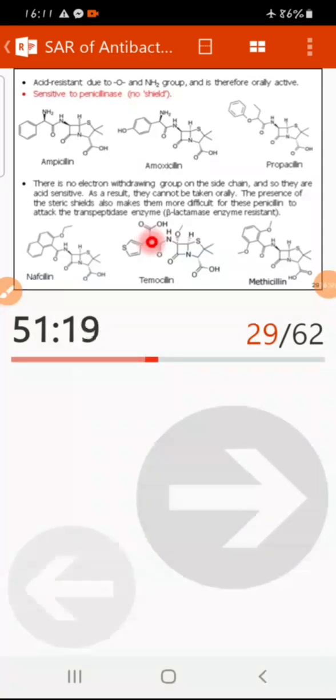And the alpha carbon is not part of the heterocycle or the ring. The alpha carbon is not part of the ring, but the alpha carbon contains a heterocycle. Therefore, if it contains a heterocycle, it will not be acid stable. But if the heterocycle is part of the ring, it will be acid stable because of the electron withdrawing nature of the element found on the alpha carbon.